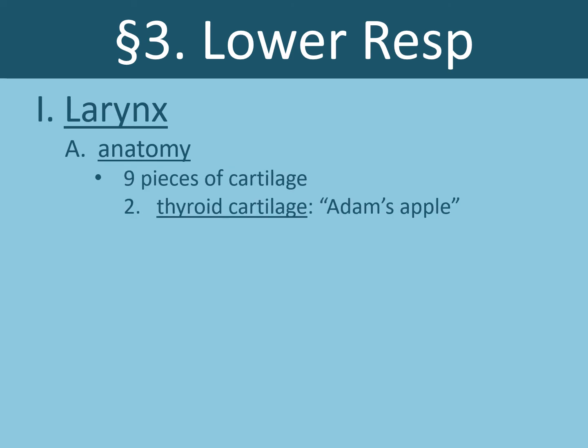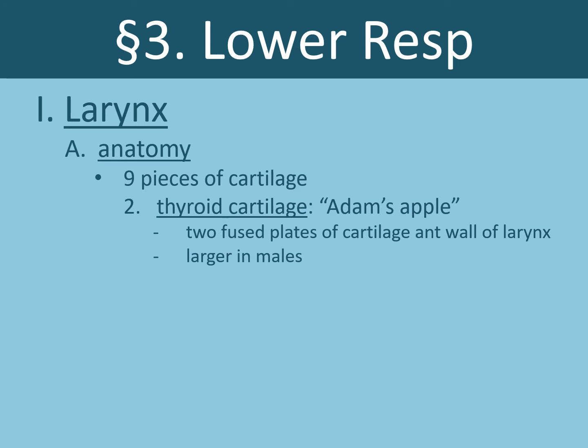The second piece of laryngeal cartilage that you should know is called the thyroid cartilage, nicknamed the Adam's apple. It's composed of two fused plates of cartilage and is located at the anterior wall of the larynx. The thyroid cartilage is larger in males and may serve to help deepen the voice. You can feel and see the thyroid cartilage when you swallow.